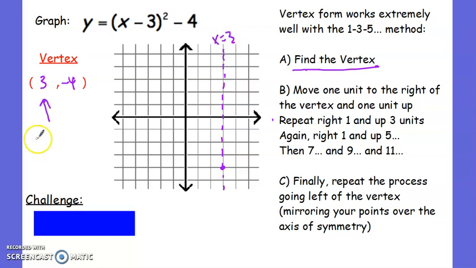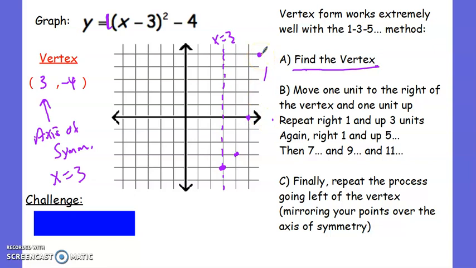Right? So we'll write it off to the side here. Axis of symmetry, right? X equaled 3. Well, we can take that point, and since I know that this is a positive 1 in front, I can count right 1 up 1, right 1 up 3, right 1 up 5.